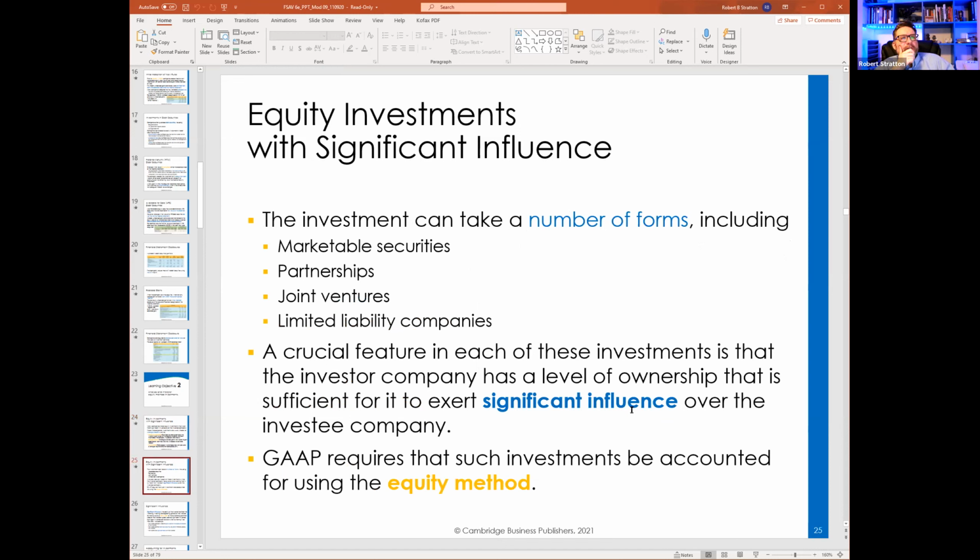Okay. So you can have lots of forms of this. You can buy like 40% of marketable securities. You can form some kind of partnership, some kind of joint venture, which can take the form of a legal entity, or it can take the form of buying each other's ownership interest. Right, but we're always going to be looking at what the underlying intent is, what the underlying impact is, and is there significant influence?